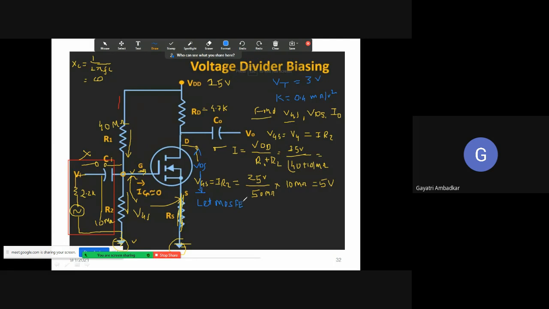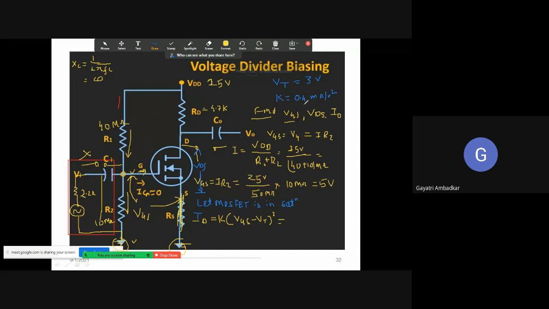Are you getting this point? Yes, ma'am. Because I have to take some value of ID. There are two types of ID in the MOSFET: either the MOSFET will be in saturation or it will be in non-saturation. So we will consider the MOSFET is in the saturation region. Therefore, I'll take ID equal to K times (VGS minus VT) squared.